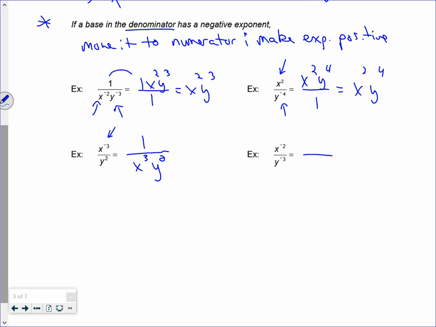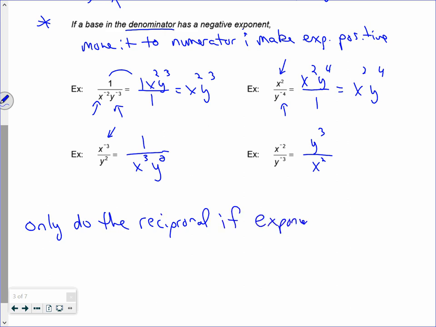So in this last example here, x to the negative 2 needs to be flipped to the bottom because it has a negative exponent. Y to the negative 3 also has a negative exponent, so it gets flipped to the top. Negative exponents are about the reciprocal. Only do the reciprocal if the exponent is negative. We are not going to just take everything we see and start flipping it around. Only the bits and pieces that have negative exponents do we do the reciprocal.